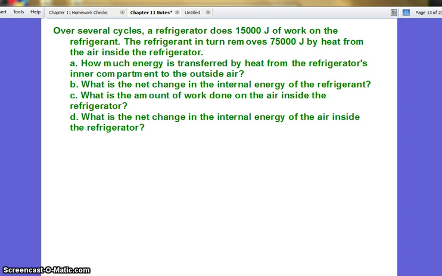What is the net change in internal energy of the refrigerant? What is the amount of work done on the air inside the refrigerator? And lastly, what is the net change in the internal energy of the air inside the refrigerator? So what we've got to be careful about is first what system we're talking about, and we want to watch out for things that are positive, negative, and zero. We'll first start by drawing a diagram.